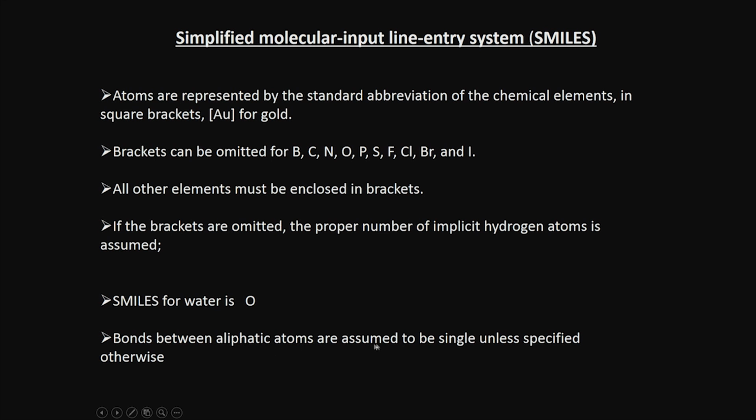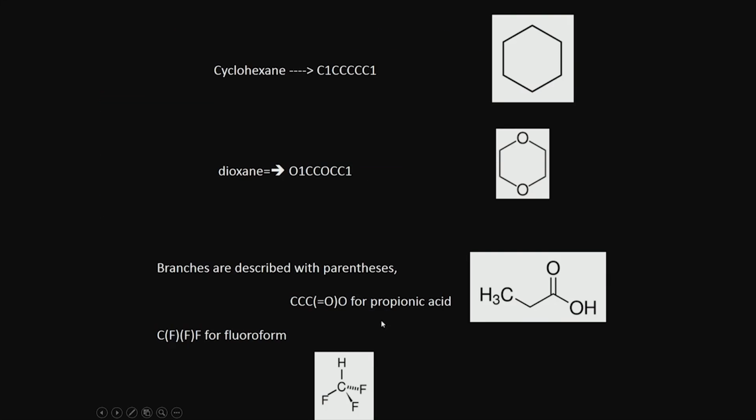Bonds between aliphatic atoms are assumed to be single, unless it is specified. For example, if I take cyclohexane, I will say C1CCCCC1. There are 6 carbons, and then when I put this 1 and 1, that means this and this are bonded. So, it gives you a cyclohexane. Whereas, if I want hexane, I will remove these 1 and 1. So, I will get 6 carbons. So, it is a hexane.